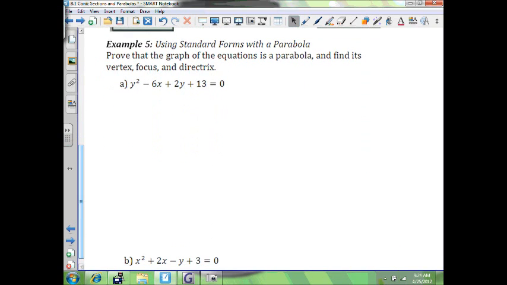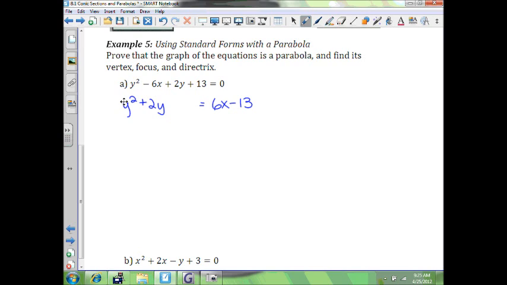Now moving on to example 5, we're going to have to write this graph that's in standard form. We're going to have to find the graph of the equation of the parabola, find its vertex, focus, and directrix. Now the way we do that is actually not too bad. Because the y is squared here, we're going to leave that on this side, along with the other term of y, and put the other terms on the other side of the equation.